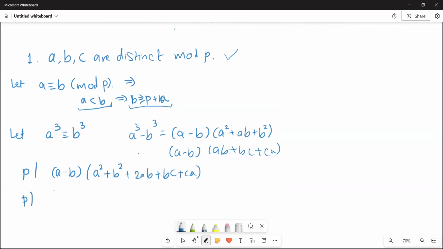Okay. And we know since P is of the form AB plus BC plus CA, we can say P divides A minus B into A square plus B square plus AB, right? Is that what you are saying? No, I was saying that we can get A plus B out from that second expression. Okay, sure. So this is A minus B into A plus B into A plus B plus C, right?